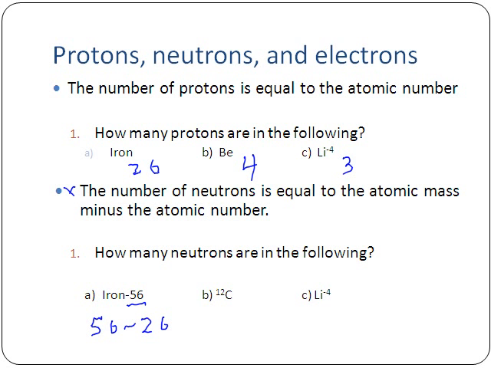So 56 minus 26. Doing that tells us that the number of neutrons in iron-56 is simply 30. And so we have 30 neutrons right there.